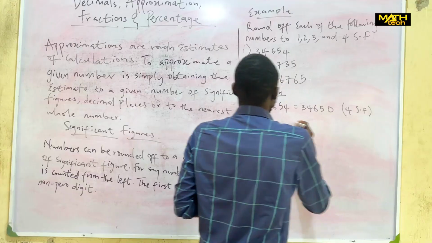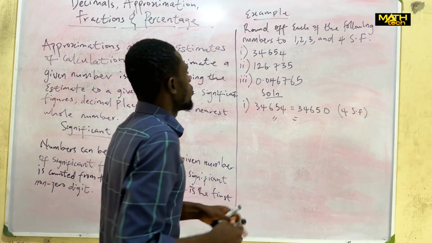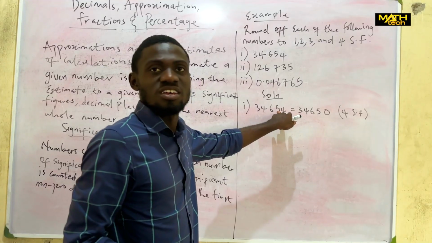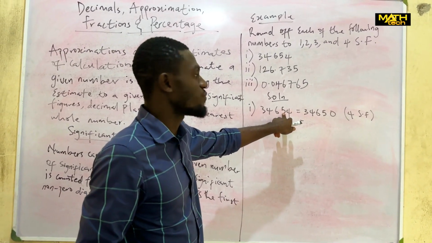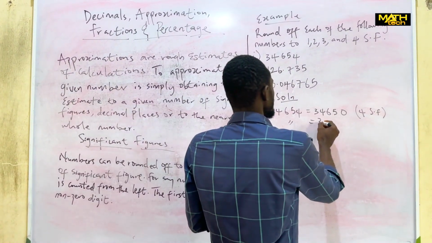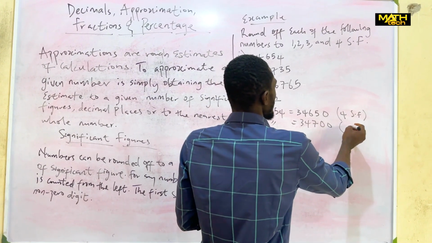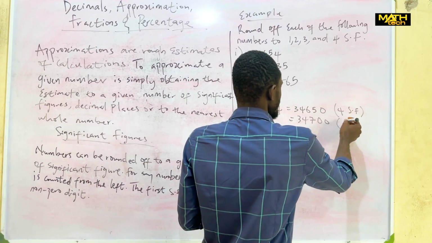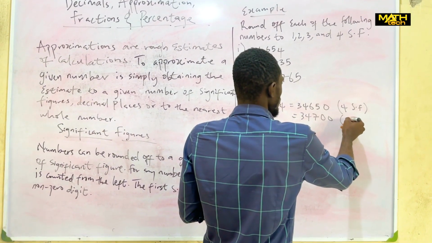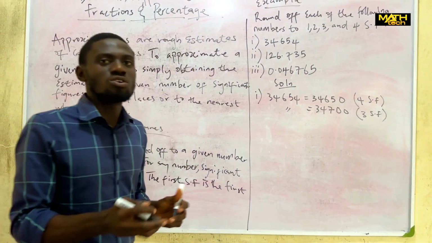And you can also do the same for the 3 significant figures. So 1, 2, 3, and the next value is greater than or equal to 5. So what we have here is 3, 4, 7 when it is rounded up, then 0, 0. So we have here the 3 SF.